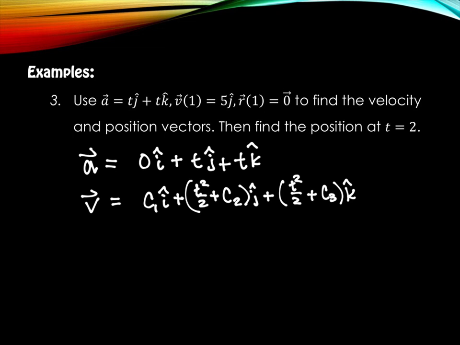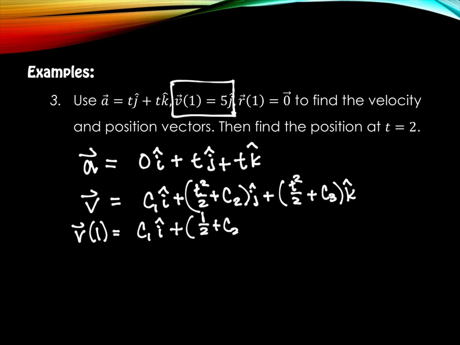All right. And it tells us here what happens at one specific value. Here it is for velocity, right? It tells you if t is equal to 1, I get 5j. So if I put in 1 here for all my t's, C1 i plus 1/2 plus C2 j plus 1/2 plus C3 k is going to equal 5j.